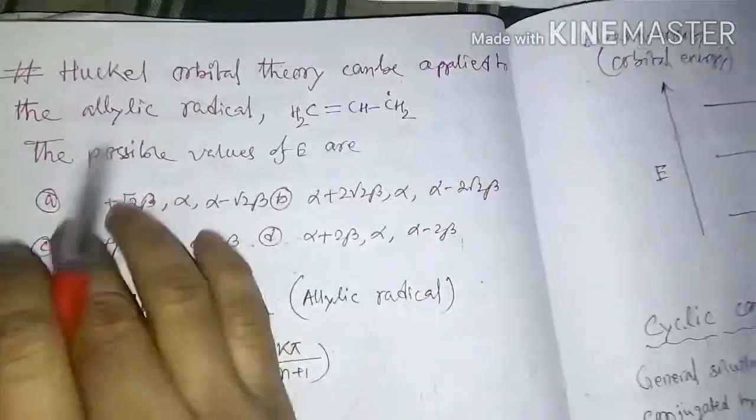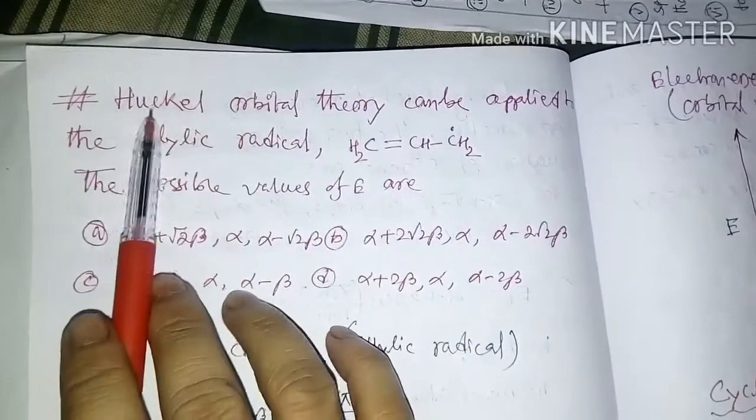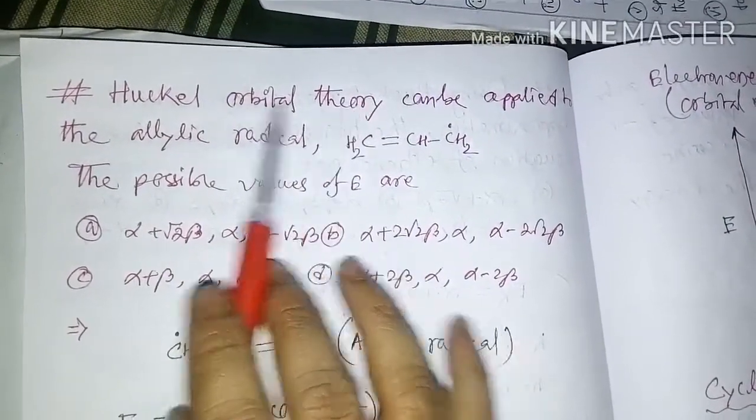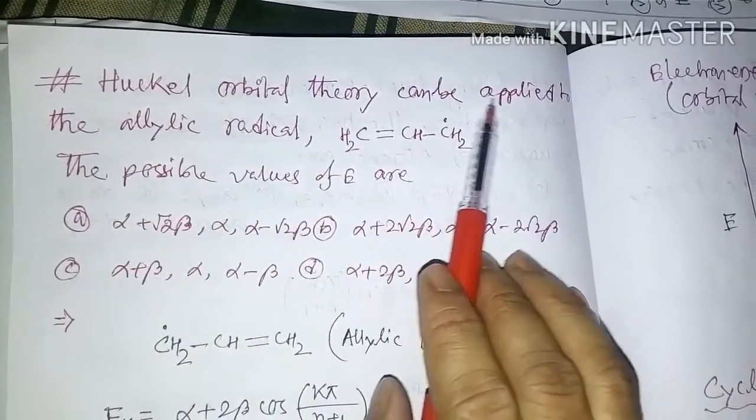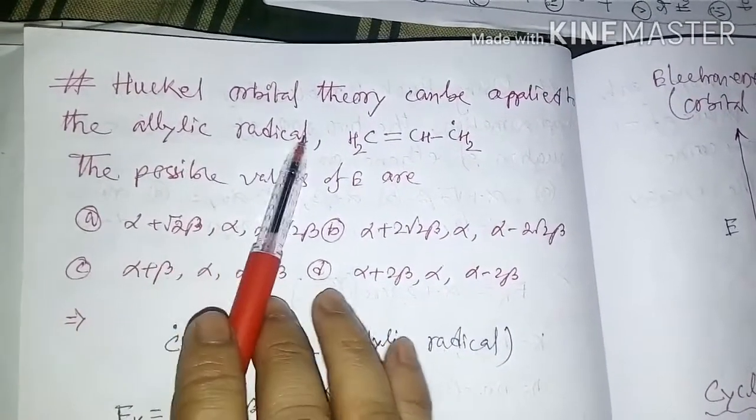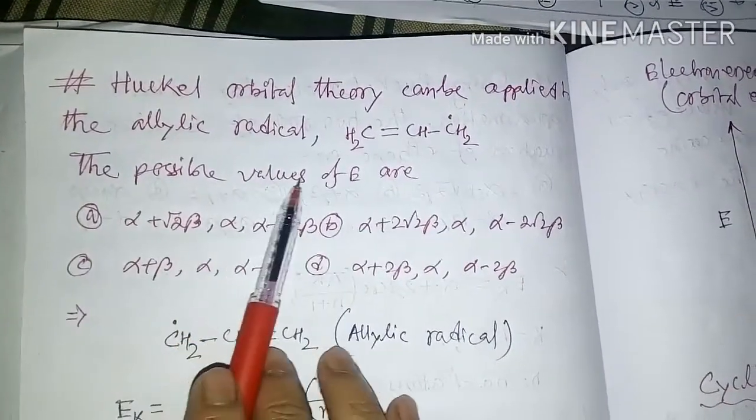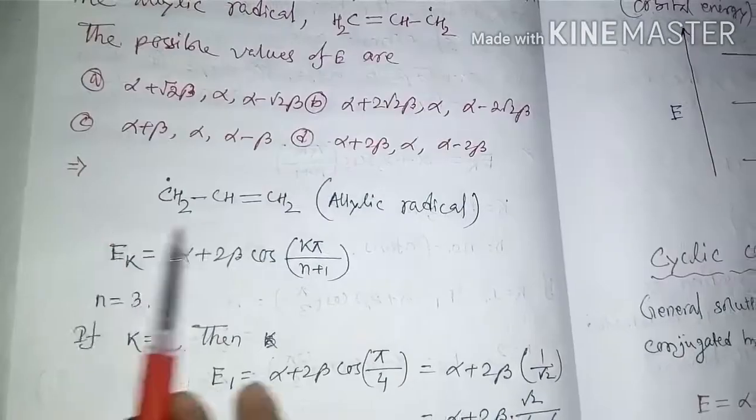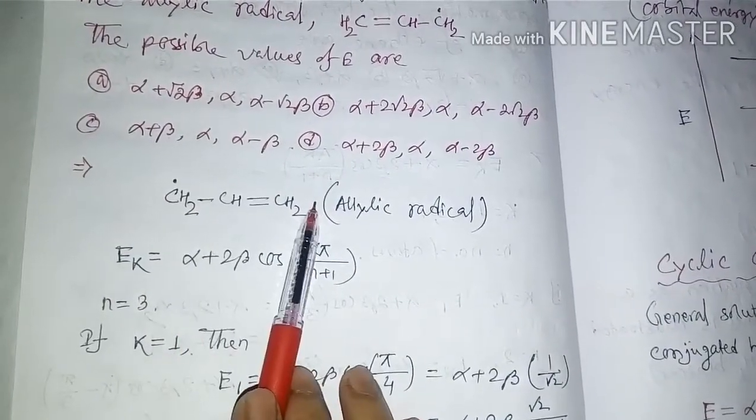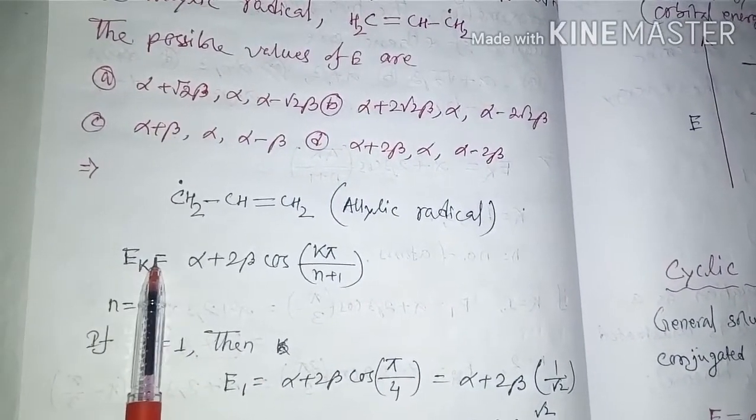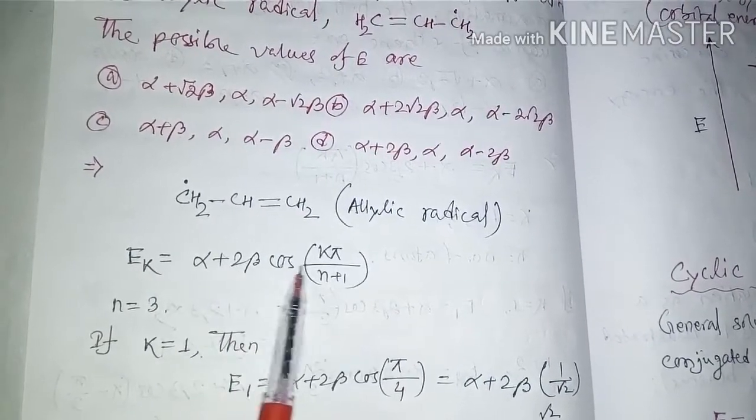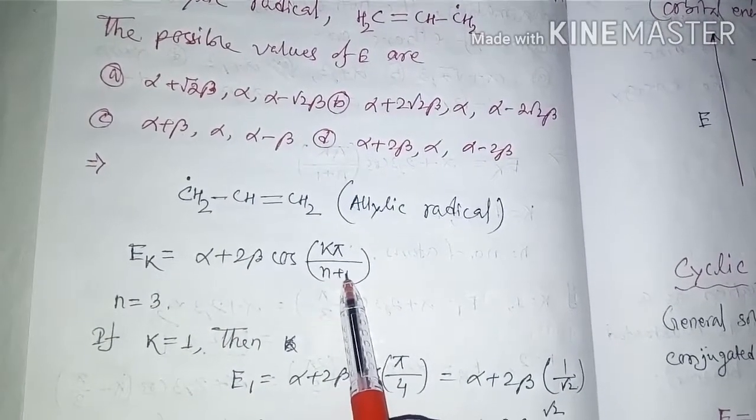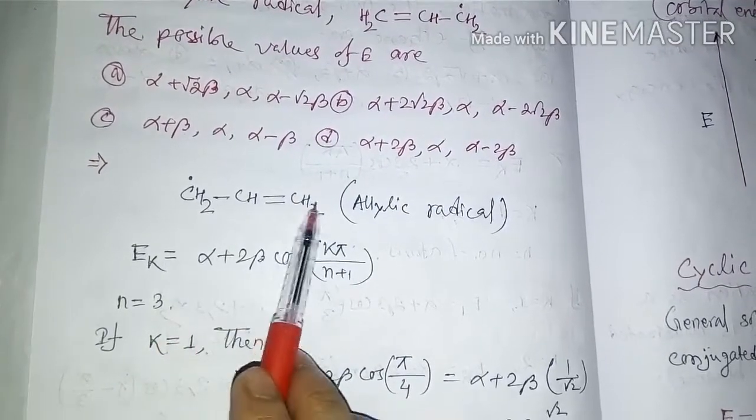Okay, next another one for the allylic radical. Huckel's orbital theory can be applied to the allylic radical. The possible values of E are, now which one is possible? So for allylic radicals, this formula has to be applied: Ek equal to alpha plus 2 beta cos k pi by n plus 1. Here n is the number of carbon atoms, how many?